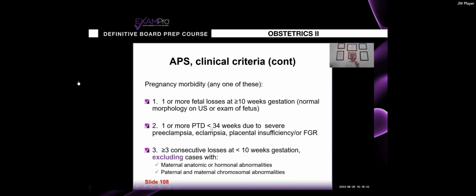Or any pregnancy or preterm delivery which is due to severe preeclampsia. So not just regular preeclampsia, but severe preeclampsia, eclampsia itself, or fetal growth restriction, which preterm is a marker for undiagnosed preeclampsia. That is an independent risk factor as well. So any one of these 3, or someone who has had a clot prior to pregnancy, is an indication to test.